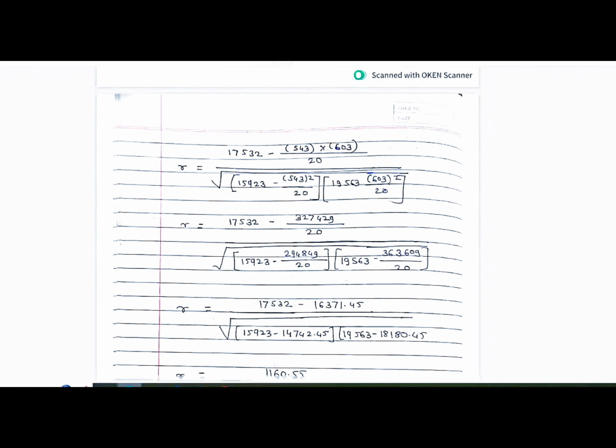First, 543 into 603, it will be 3,27,429 divided by 20. Similarly, the square of 543 is 2,94,849. 603 square, 3,63,609. Okay, so I have made the square in the first step. In the second step, just do division. Okay, so 3,27,429 divided by 20 will be 16,371.45. Similarly, the answers for the other divisions are 14,742 and 18,180.